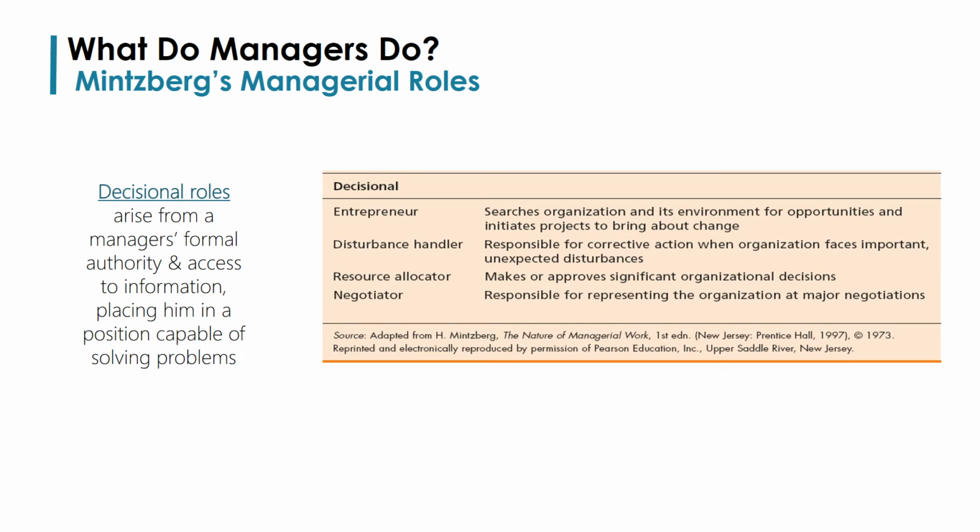He acts as a disturbance handler, where he takes corrective action whenever the organization faces important disturbances. He is a resource allocator, making and approving decisions to allocate resources for different departments or to address different organizational decisions. And he is a negotiator who is responsible for representing the organization in major negotiations. For example, if he is negotiating with the labor union about wages or with different raw material providers or things like that.